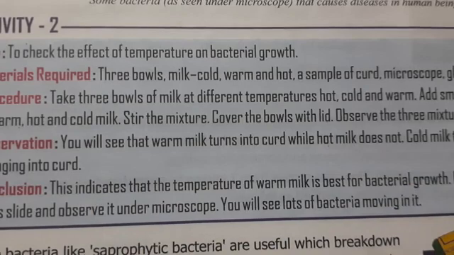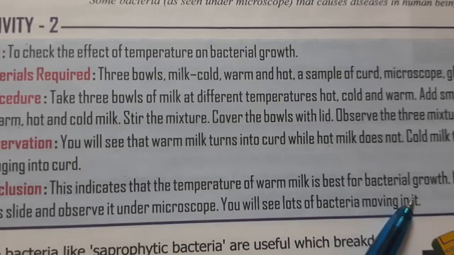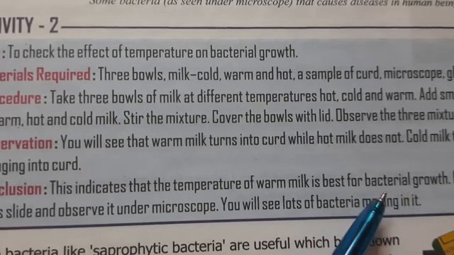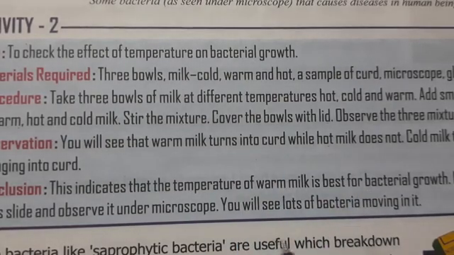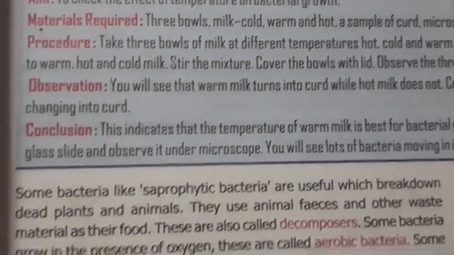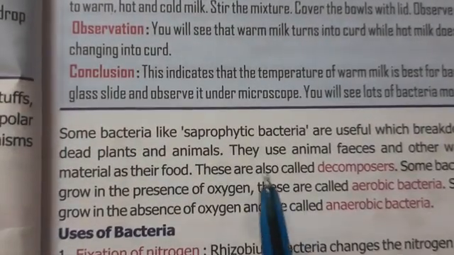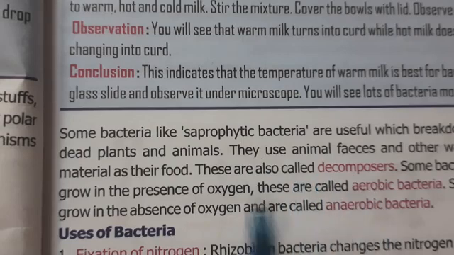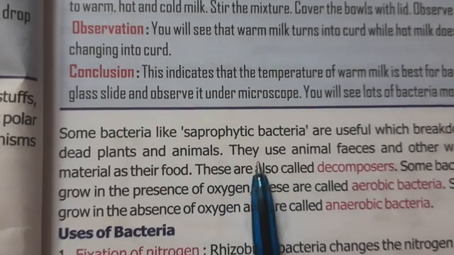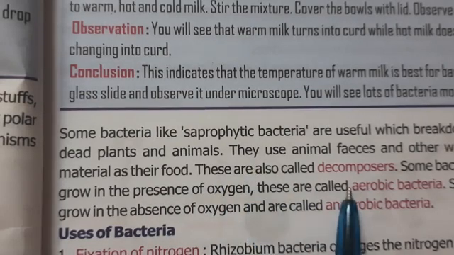So what does this indicate? It indicates that the temperature of warm milk is best for bacterial growth. It indicates that bacteria can grow very well in warm conditions. Clear? So there are some bacteria, like saprophytic bacteria, which grow on dead plants and animals. And what do these saprophytic bacteria do? These are also called decomposers.